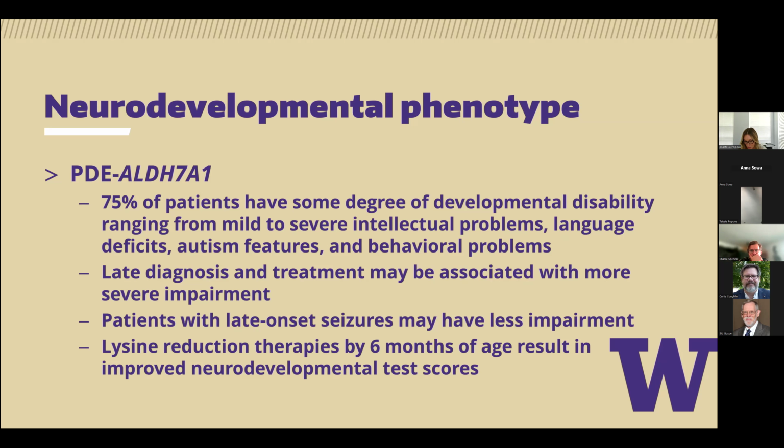And then lastly, to emphasize the research that Dr. Kaufman and I and several of our colleagues have been involved with over the years, we now have been able to show that if one provides lysine reduction therapies, in other words, a metabolic directed dietary therapy, to these patients, and if it's been initiated by 6 months of age, there will be statistically improved neurodevelopmental test scores in these patients. So making an early diagnosis and initiating prompt metabolic therapy is certainly very important.